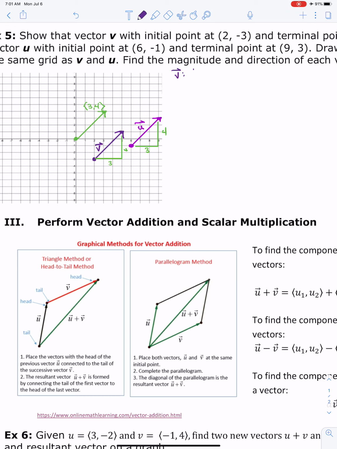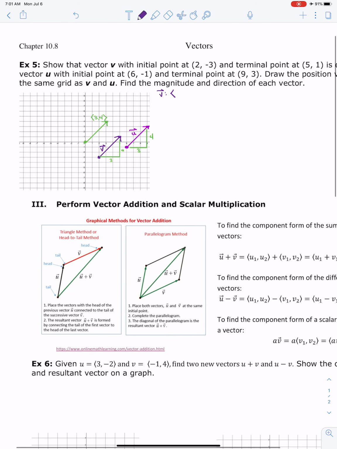So here's vector v. I have got, let's see, terminal point 5 minus initial point 2. And for y, terminal point 1 minus initial point -3. I get the vector 5 minus 2 is 3. 1 minus -3 is 4.